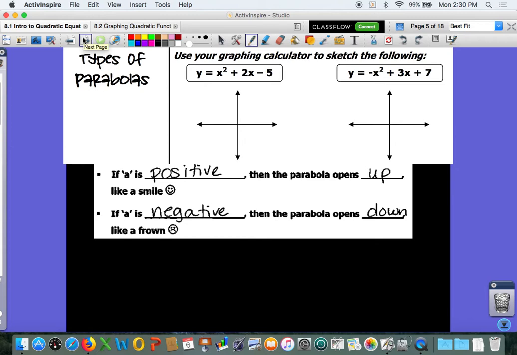There are two types of parabolas. There are ones that are concave up that make a smile, that kind of look like this, and there are those that are concave down, which look like a frown, and that's when it's negative. So if a is positive, then the parabola opens up like a smile, and if a is negative, the parabola opens down like a frown.